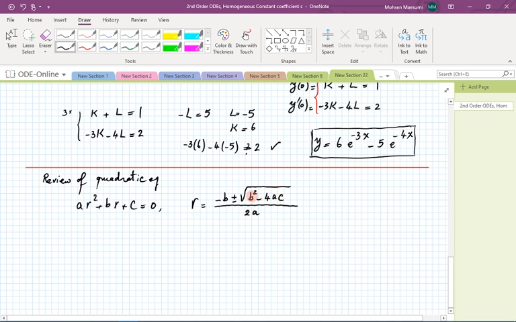Very interesting case is, what if this is a negative quantity? If this is a negative quantity, our roots are going to become complex numbers. And why is that an issue? Because this root shows up in the exponent, and we have to make sense of what does it mean to have an exponential of a complex number. So that's going to be a huge issue for us.